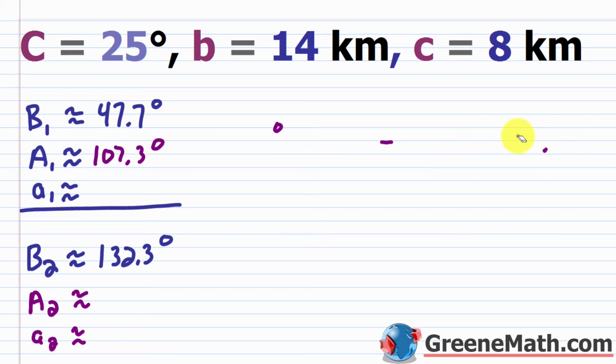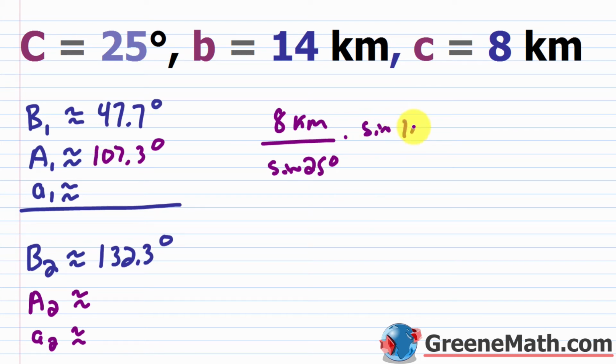So let's erase this. And again, we're going to use our law of sines. So I'll go ahead and say that I have 8 kilometers over the sine of 25 degrees. So this is basically c over the sine of c. I'm going to multiply this by the sine of 107.3 degrees, okay? This will be equal to a. Again, if I did a over the sine of a, I would end up multiplying both sides by this. That's how I got that, okay? So if you punch this up on a calculator, we'll say this is about 18.1, and this is going to be in terms of kilometers. So we'll say 18.1 kilometers, okay?